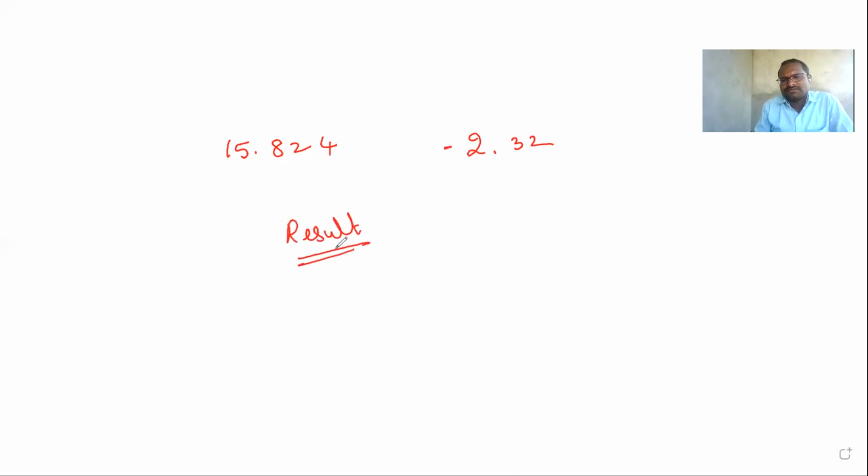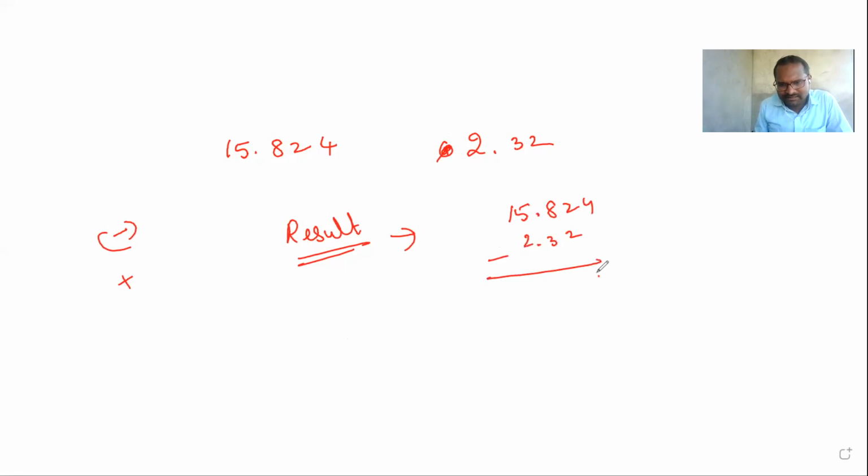First, how many decimal places should be there in the result? You need to do subtraction, or addition also you can do. For addition or subtraction, in the final result you should have only 2 decimal places. So let us subtract this. We'll get 15.824 minus 2.32.